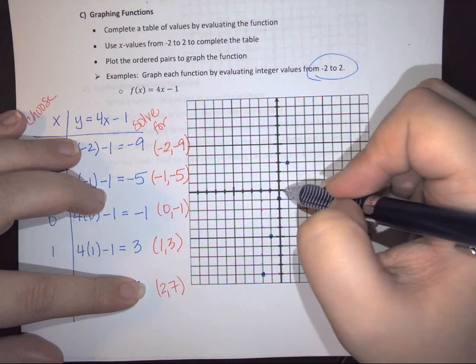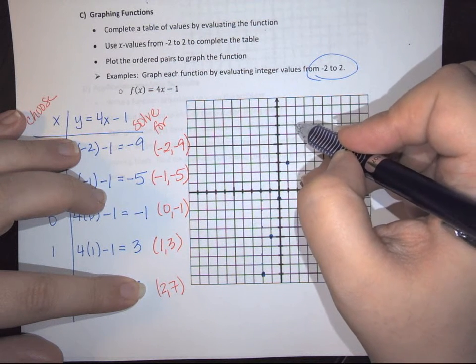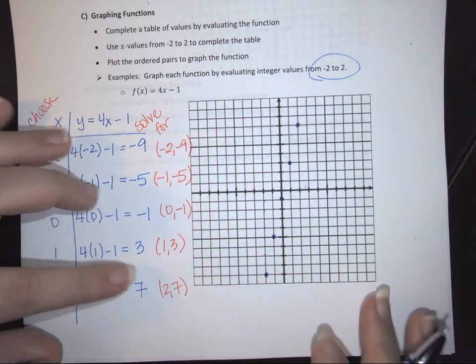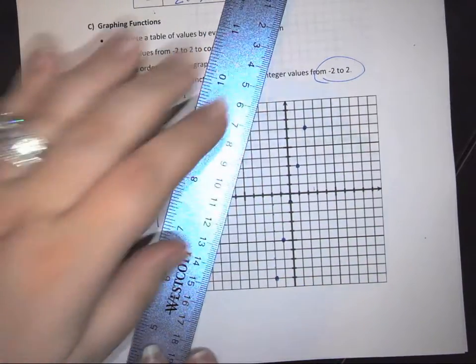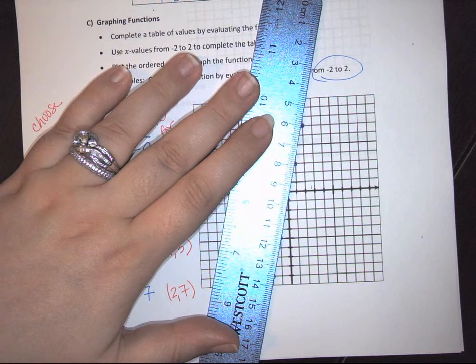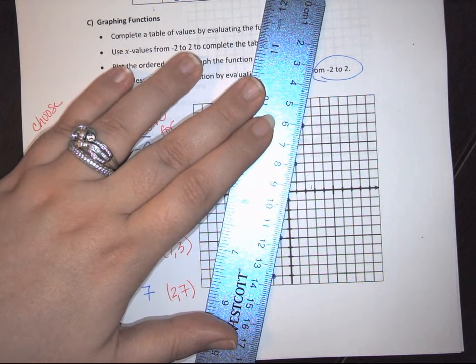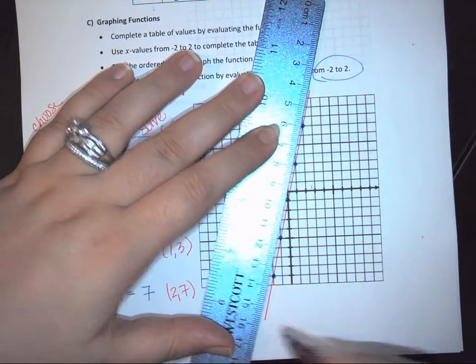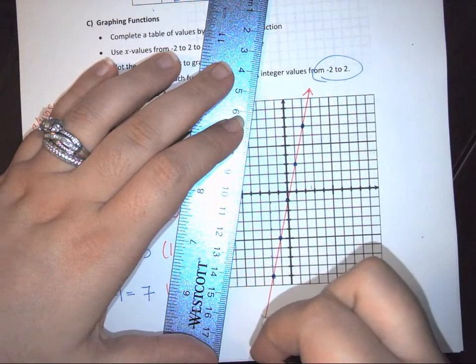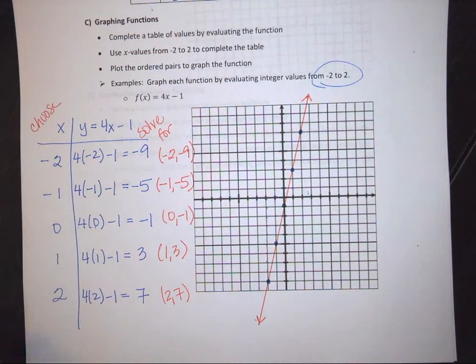And then I have the point 2, 7, so I'm 1, 2 over, and 1, 2, 3, 4, 5, 6, 7 up. And then I have to go ahead and connect my dots, and what you should notice here is that this one is linear. So I'm going to use my ruler just to make it clear, but depending on your teacher or what you're doing, you just need to connect your dots and make it as close as you can.